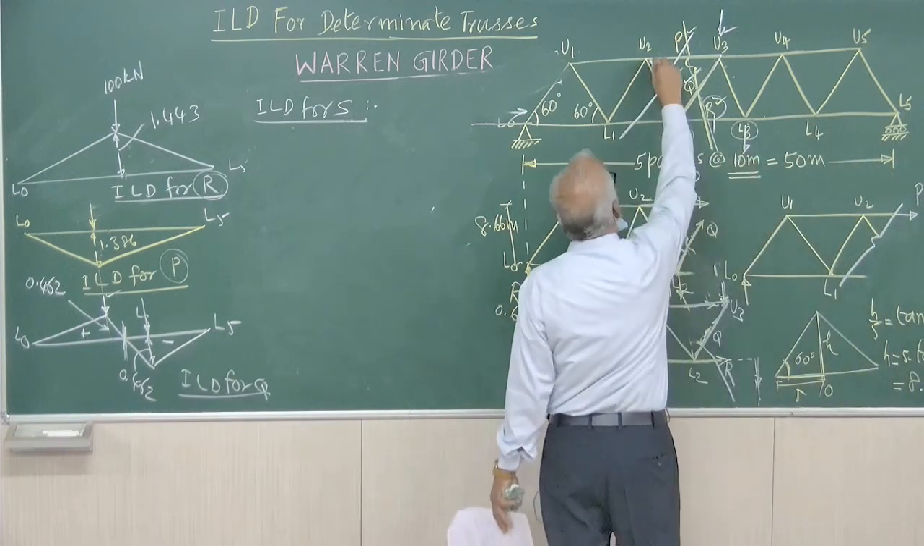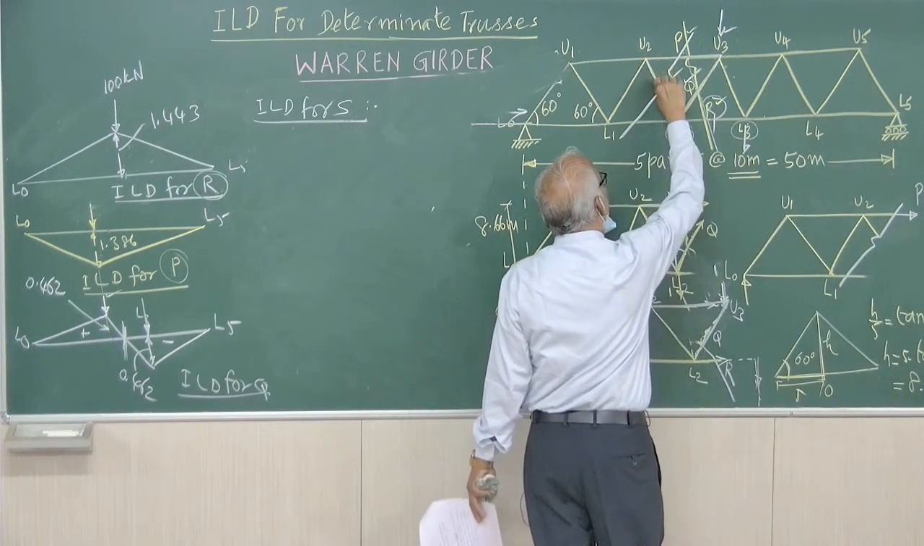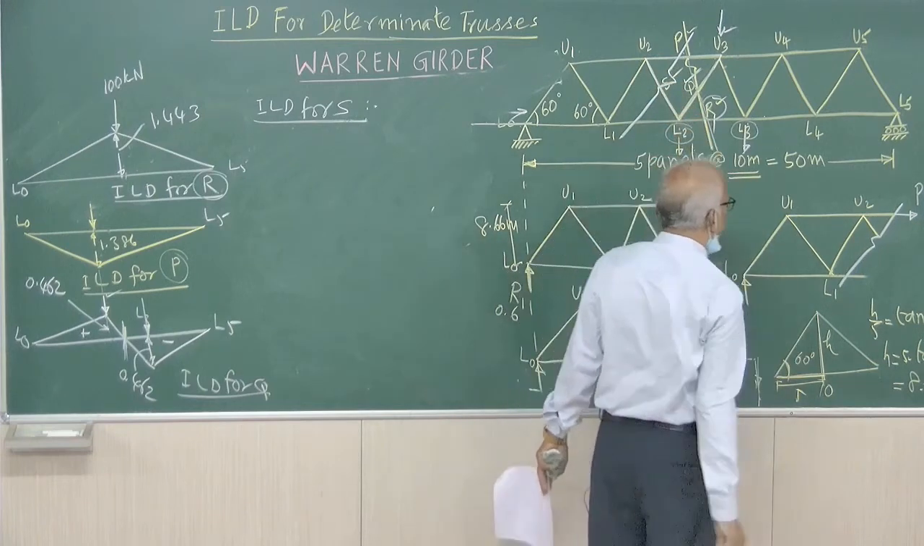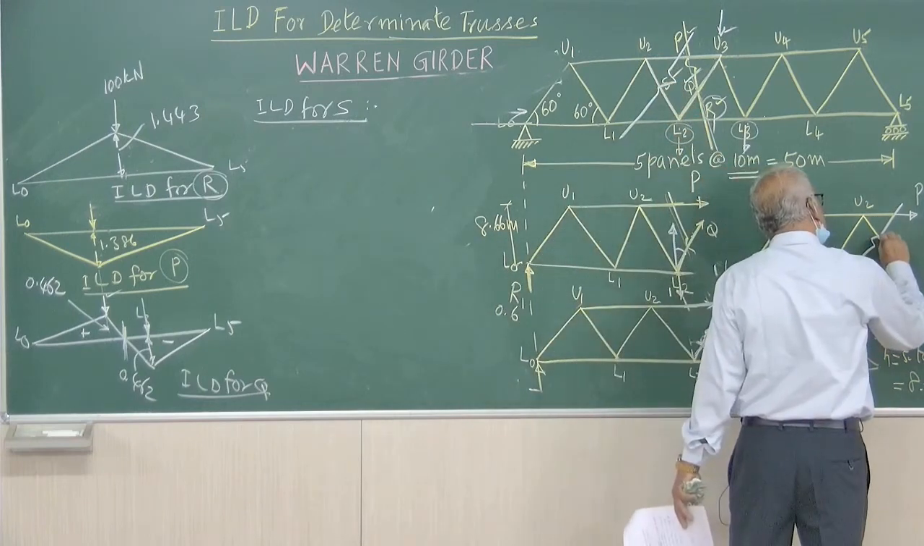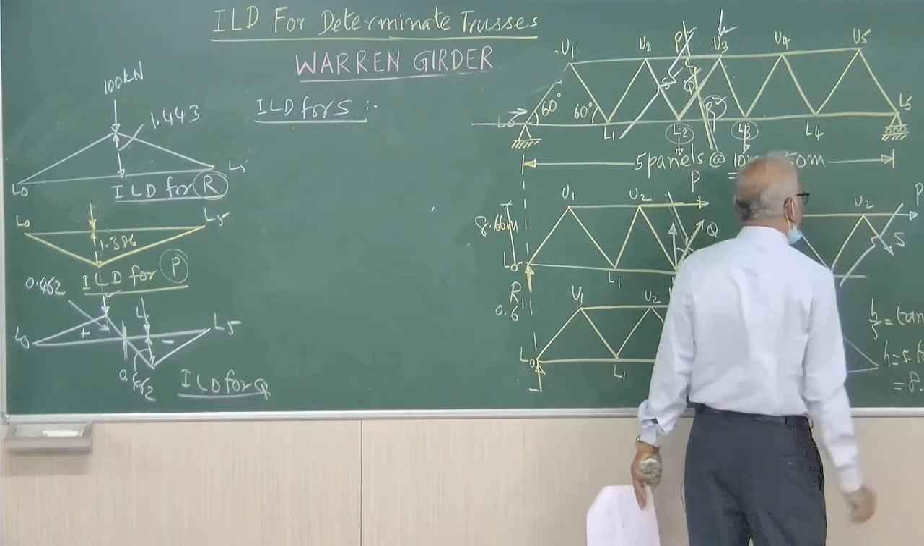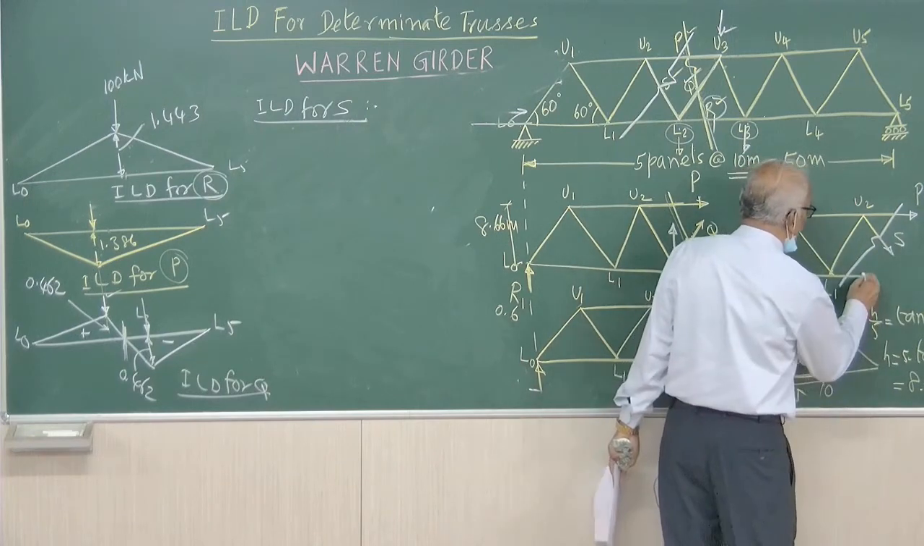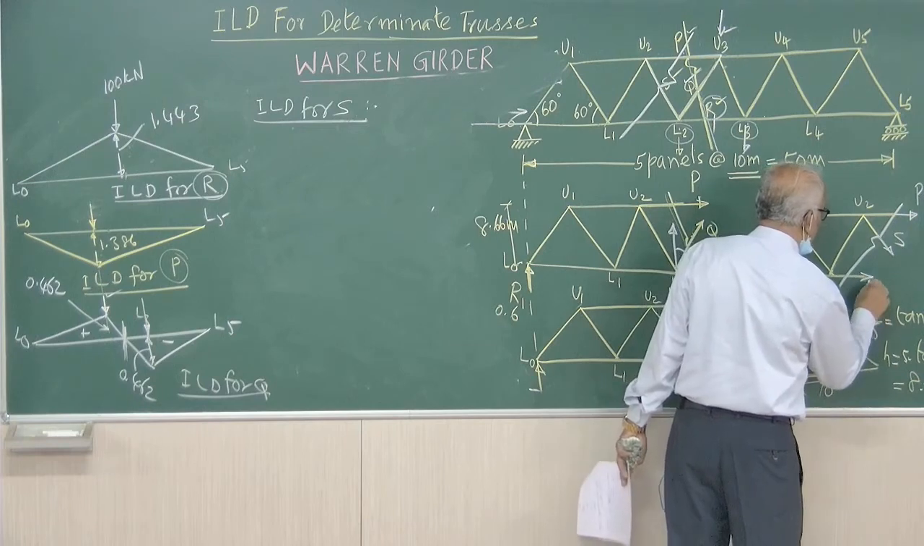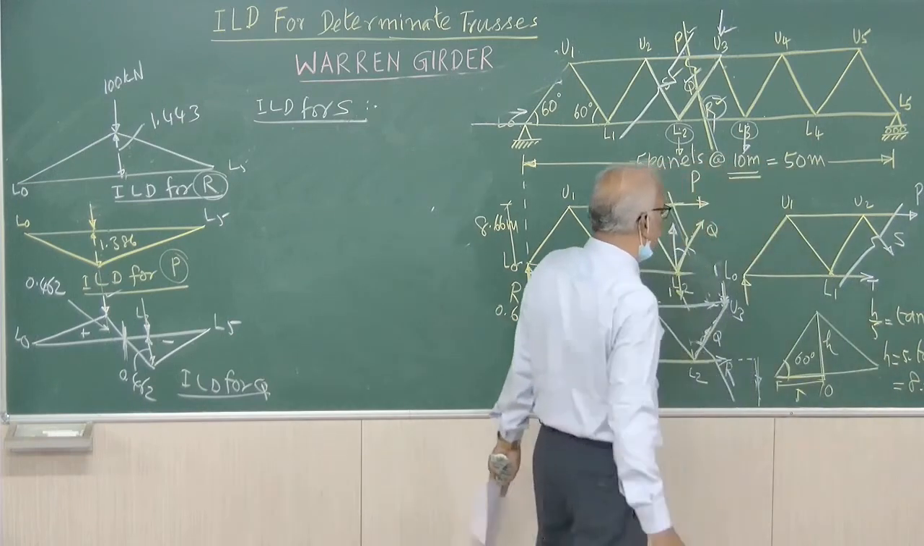Now, this member is the one for which we want to draw the ILD. Let us extend this member. Let us assume it is also under tension. And let us assume the force in this member as T, or some other letter we can just give.